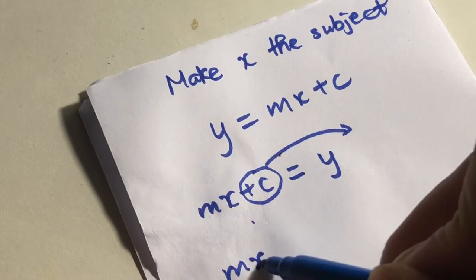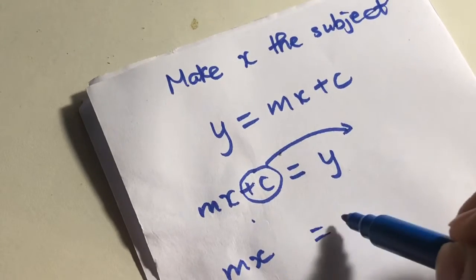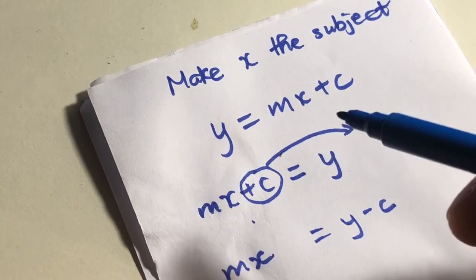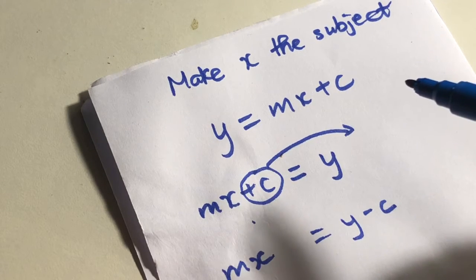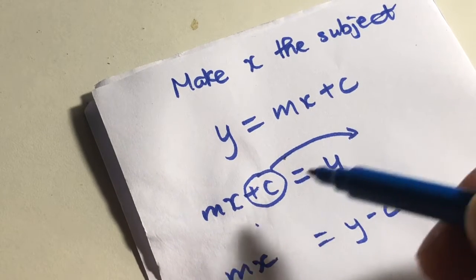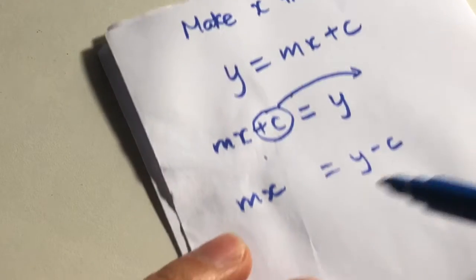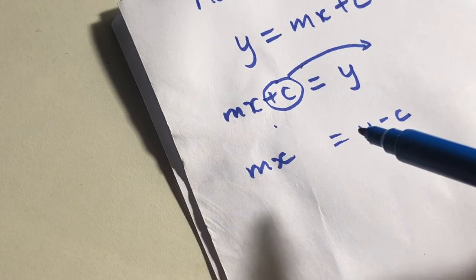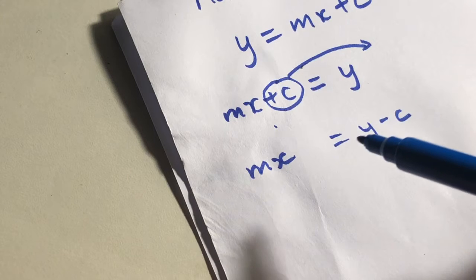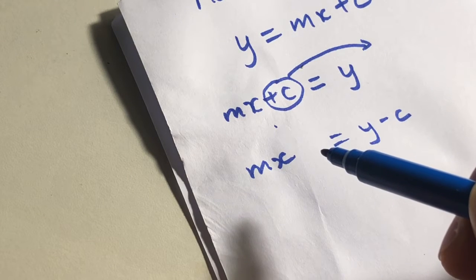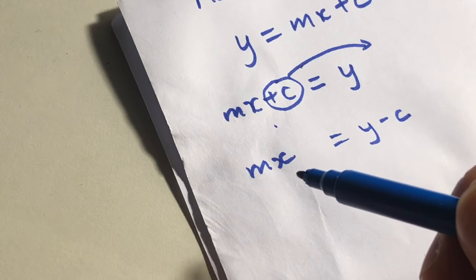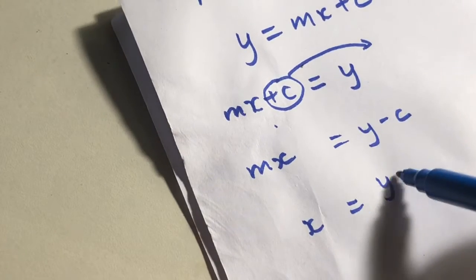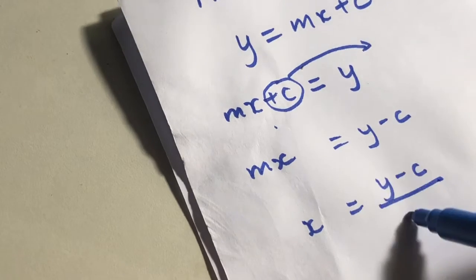So just copy down mx equals y minus c. I write minus c because I'm moving plus c from left to right. When I'm moving things, I'm doing the opposite, so the opposite of plus c is minus c. Here we go. And then the next step is I want to make x the subject, so I want to just have x on the left hand side. Now I have m times x on the left hand side, so I'm going to divide by m. So I have x is going to be y minus c divided by m.